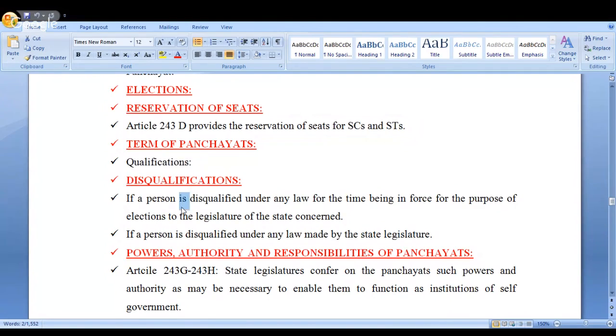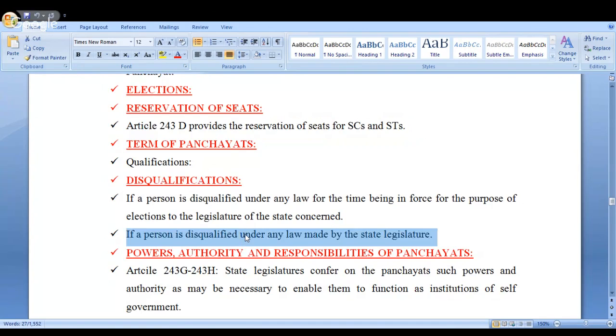Disqualification. If a person is disqualified under any law for the time being in force for the purpose of the election to the legislature of the state concerned, if any person is disqualified for the state legislature, the same provisions are also applicable with respect to this disqualification at the panchayat level.